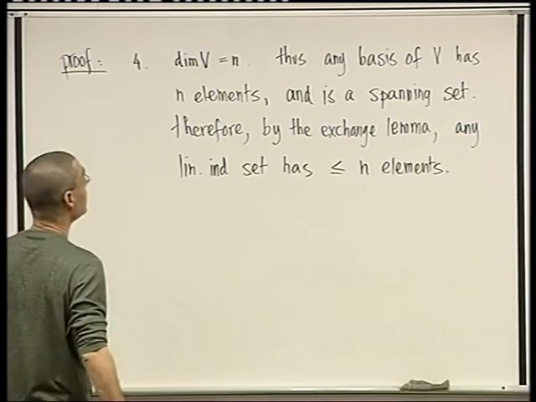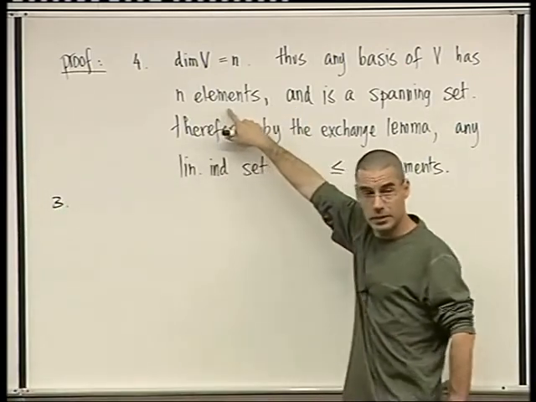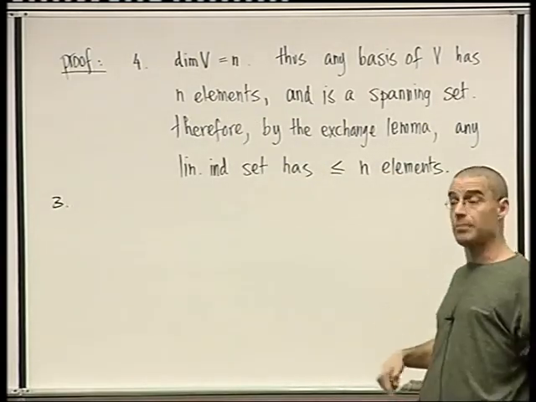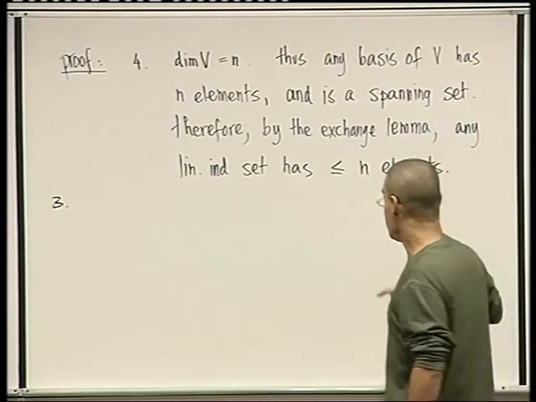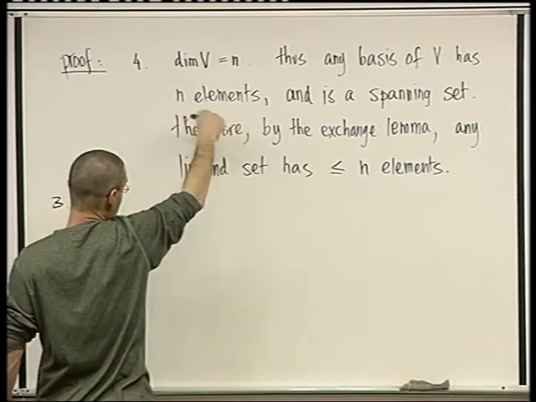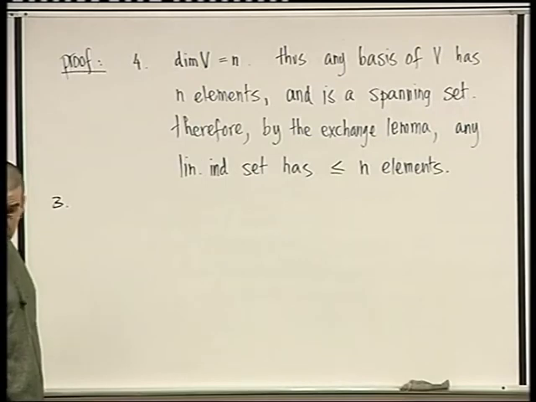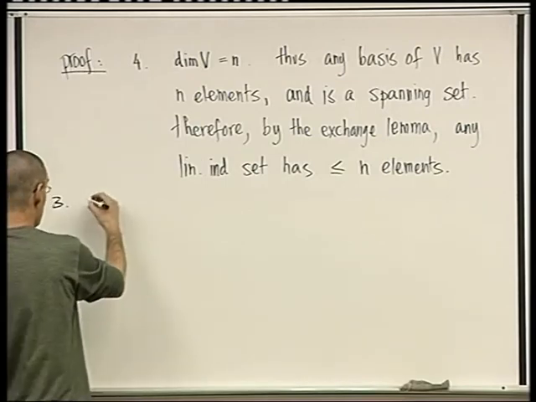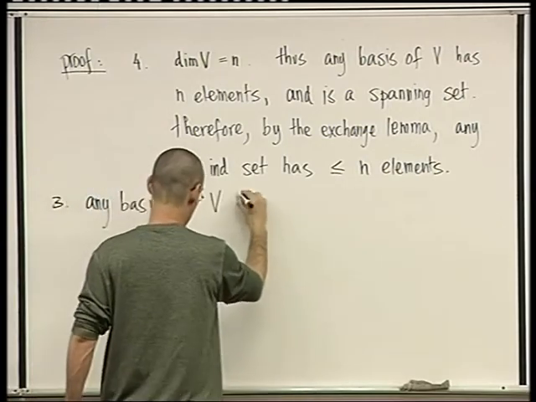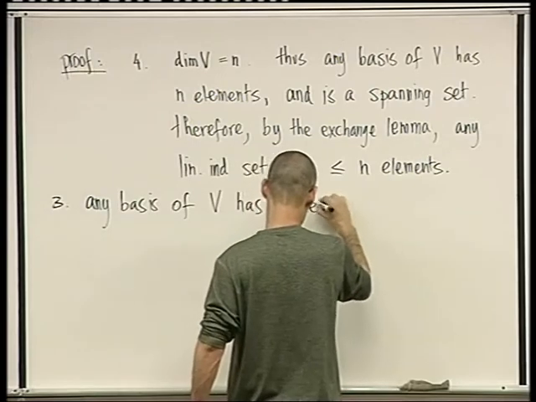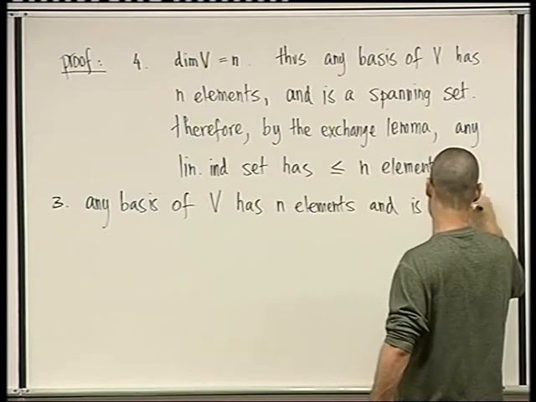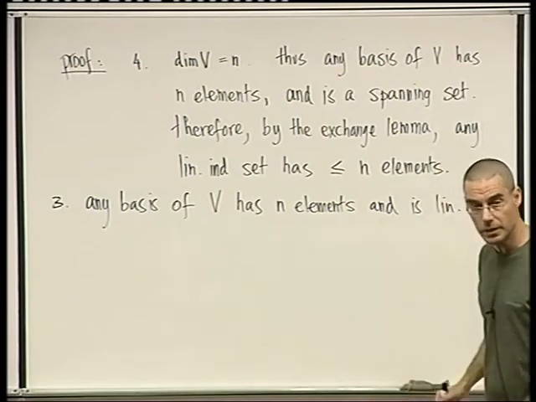Precisely the same idea. Any basis of V has n elements. Part 3 said that any spanning set has at most n elements. So the dimension of V is n, therefore any basis has n elements and is a linearly independent set. Good.